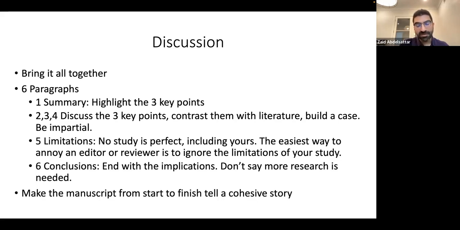Same thing with the reviewers. If there's a lot of reviews and most of it is constructive, that's great. That means that you truly have a chance at getting in.